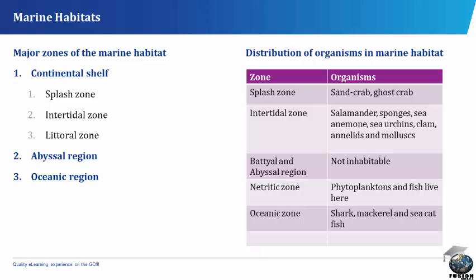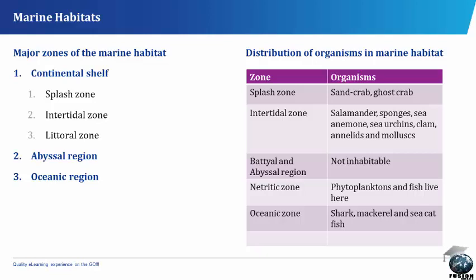The continental shelf is made up of the splash zone, the intertidal zone, and the littoral zone. The splash zone is just above the high tide mark, and it is always wetted with the spray of water from breaking waves. In the intertidal zone, water stays in this area temporarily, especially when there is high tide, and gets exposed to air again when the tide goes down. The littoral zone is found between high tide and low tide zone, and it is about 200 meters deep.